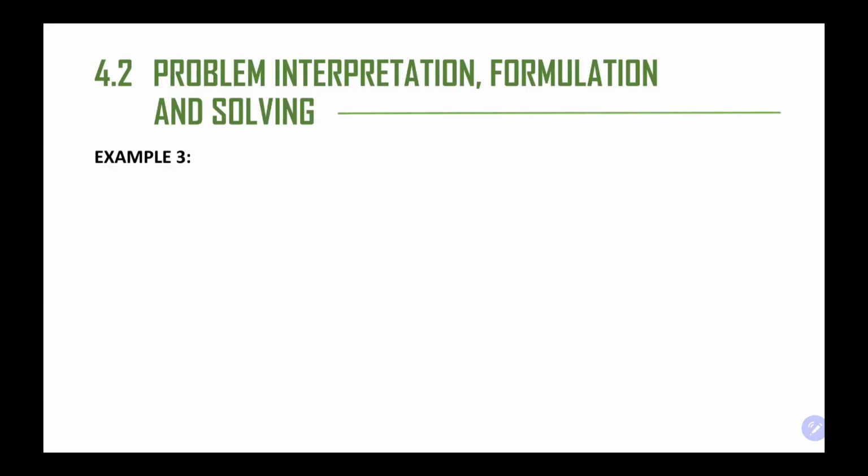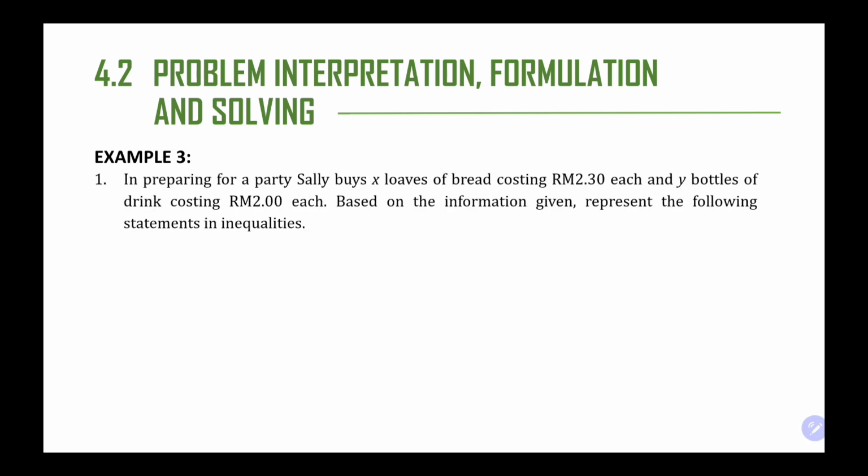We look at example 3, number 1. In preparing for a party, Sally buys X loaf of bread costing RM2.30 each and Y bottles of drink costing RM2 each. Based on the information given, we present the following statements in inequalities. We let X equals loaf of bread and Y equals bottles of drink.